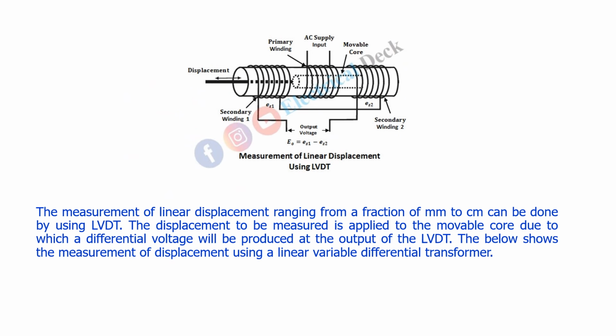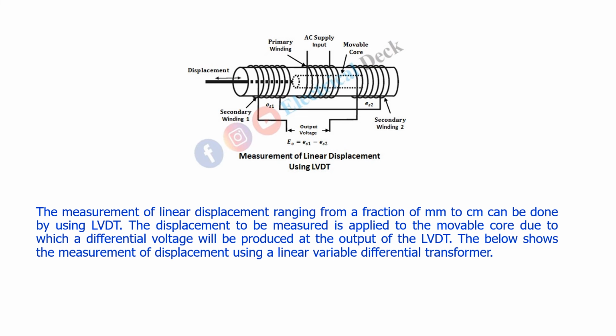The latest proving rings have the provision of linear displacement measurement. Using that we can measure very accurate values of the force applied. The measurement of linear displacement ranging from a fraction of a mm to centimeters can be done by using an LVDT. The displacement to be measured is applied to the movable core. Here we have the primary winding and 2 secondary windings. A differential voltage is produced at the output of the LVDT.